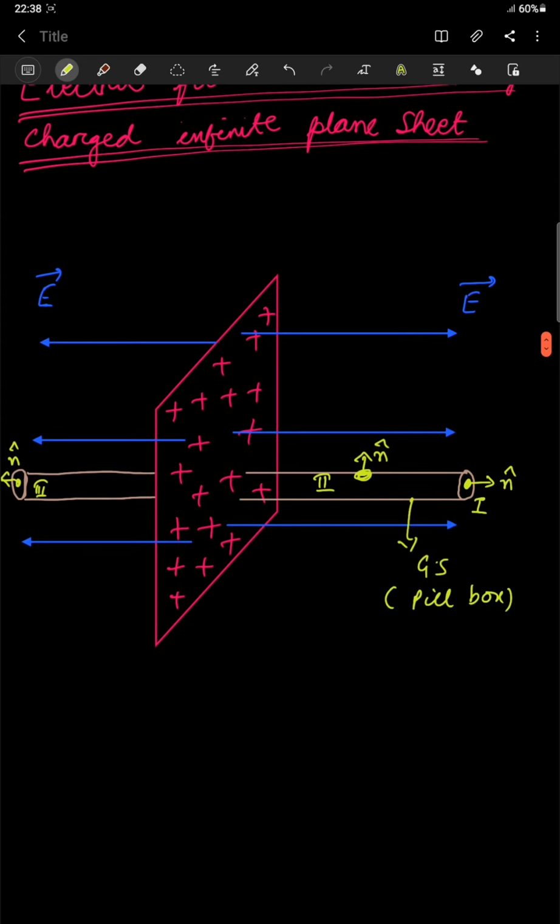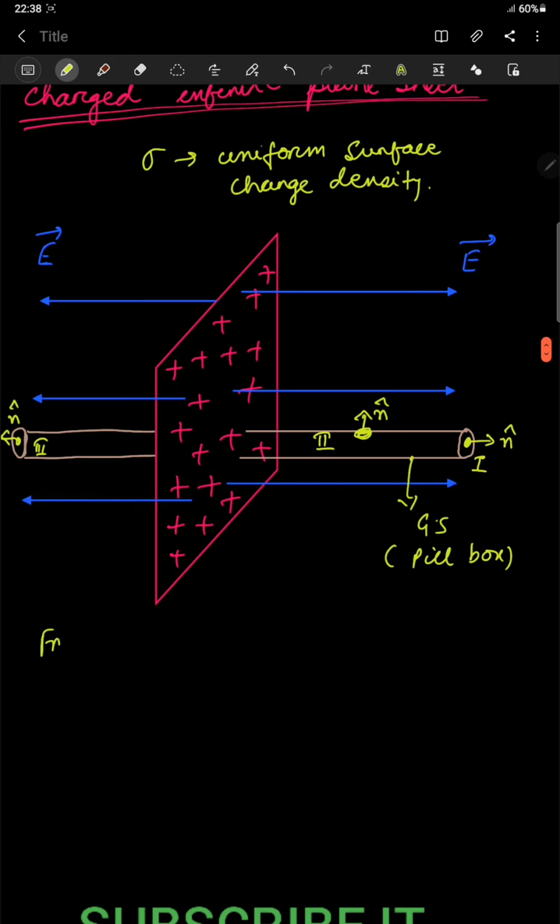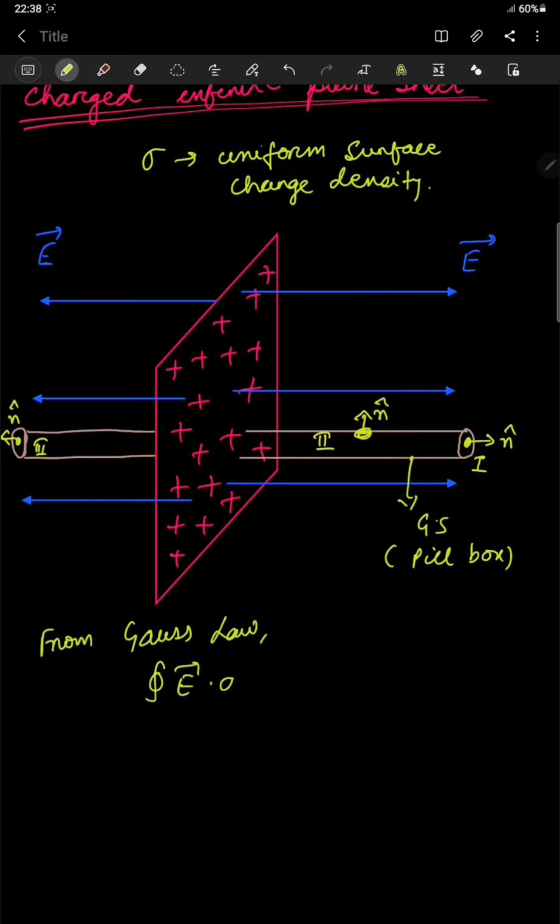So let us assume here sigma as the uniform surface charge density of the sheet. Sigma is the uniform charge density of the sheet. So from Gauss law, we have integration E dot ds is equal to total charge enclosed by epsilon naught. So total charge enclosed will be sigma into A, where A is the area of the sheet, divided by epsilon naught. This is equation number 1.